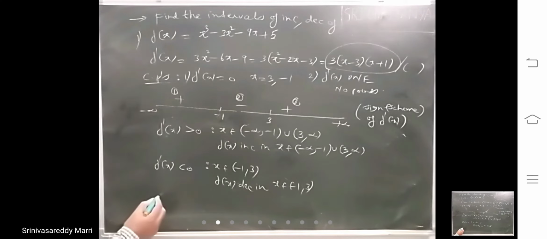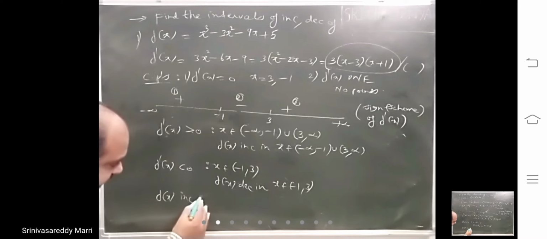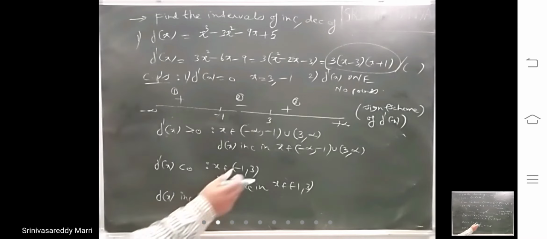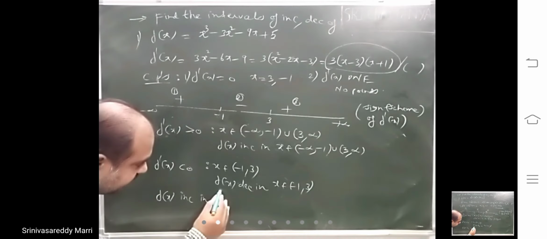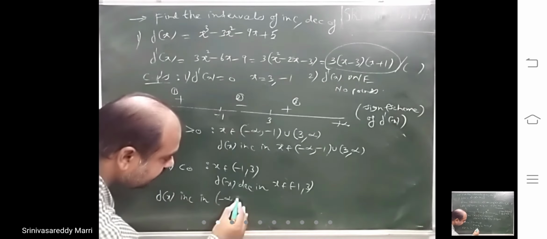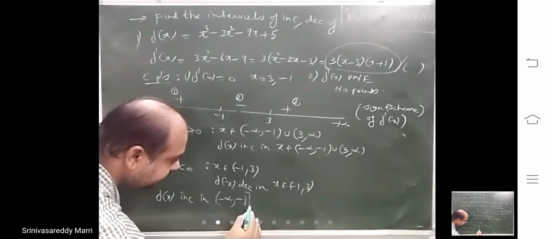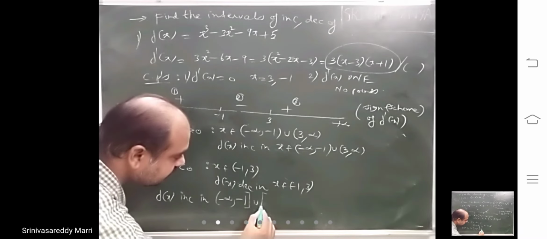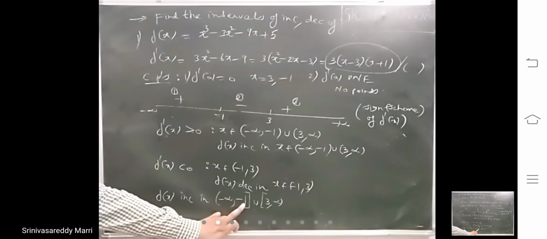Suppose you can write like this also. Always write the greater than 0 intervals. f of x increases in... Look, you got the open interval here, minus infinity to minus 1. You can also write minus infinity to minus 1. In the answer, instead of an open interval, he will give a closed interval, union 3 to infinity. You can write the closed interval also.